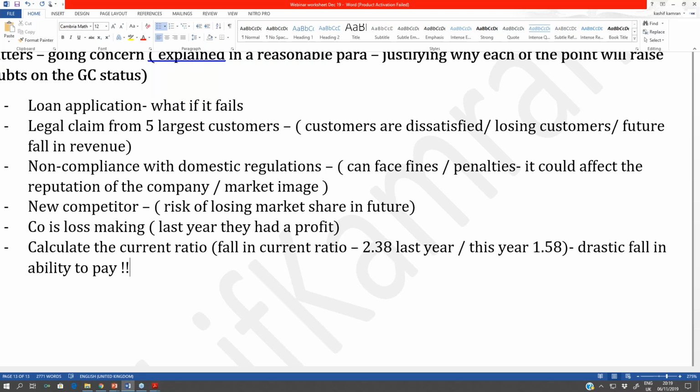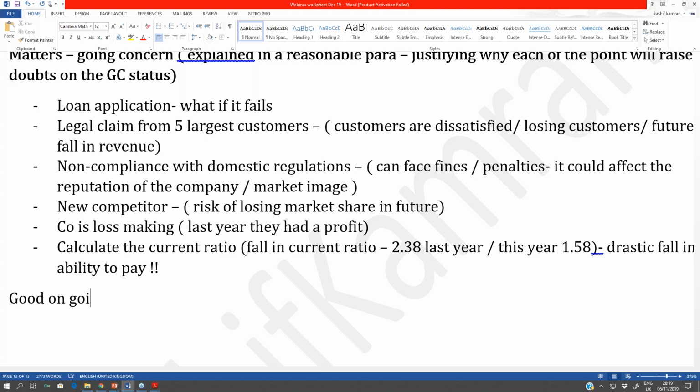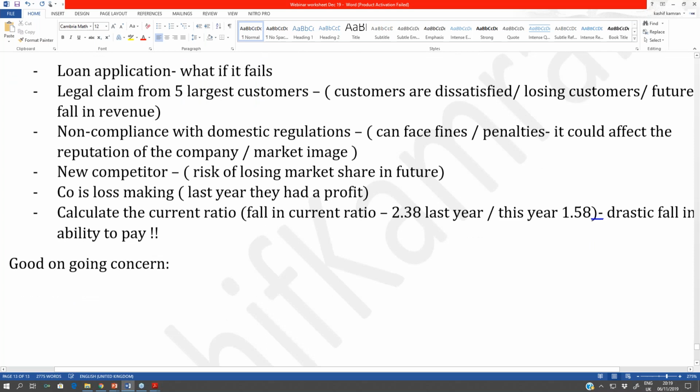If you want to be good on going concern, what you can do, these 3 questions. Number 1, December 13, question number 5. You can do December 15, question number 2A, and you can do this one, the one we are doing, December 18, question number 2. So these are 3 good questions on going concern.